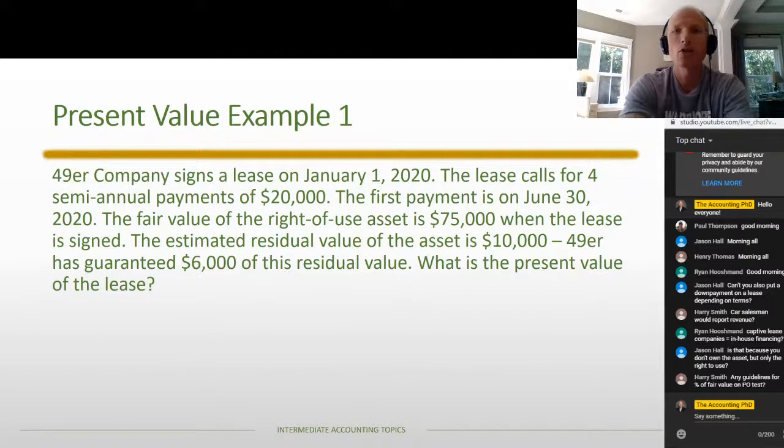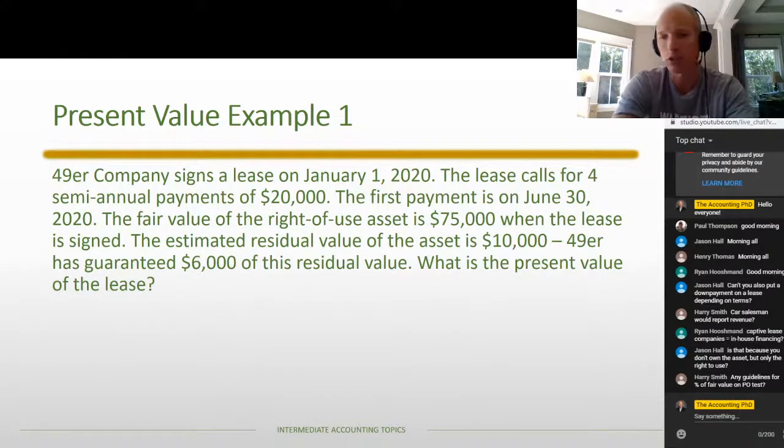All right, so let's start with an example of how to do a present value calculation. 49er Company signs the lease on January 1st, 2020. The lease calls for 4 semi-annual payments of $20,000. The first payment is due on June 30th, 2020. The fair value of the right-of-use asset is $75,000 when the lease is signed. The estimated residual value of the asset is $10,000, and 49er has guaranteed $6,000 of this residual value. What is the present value of the lease?